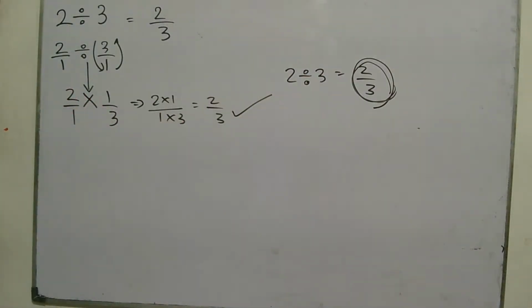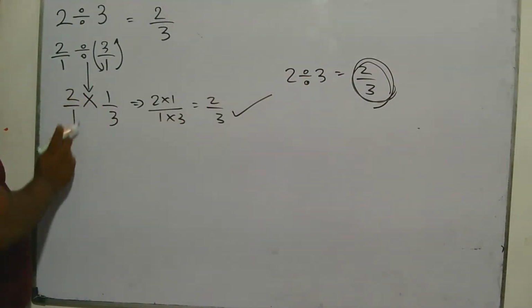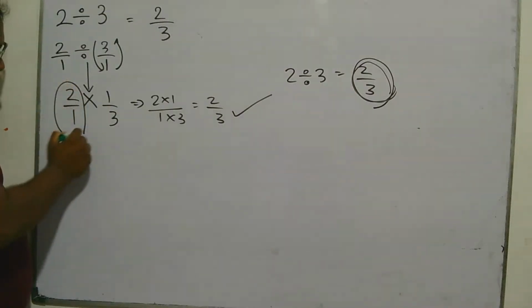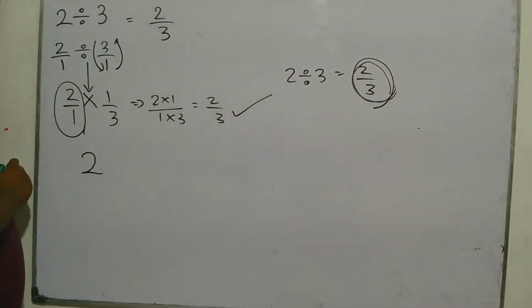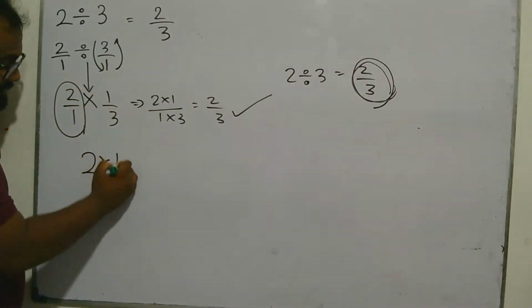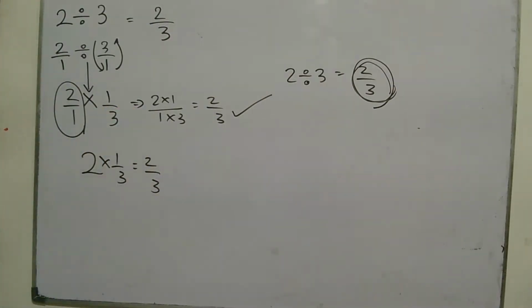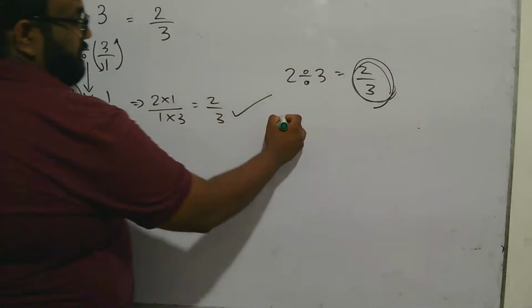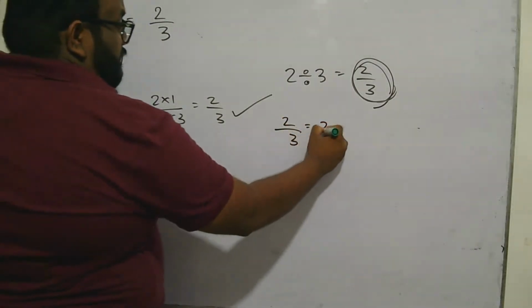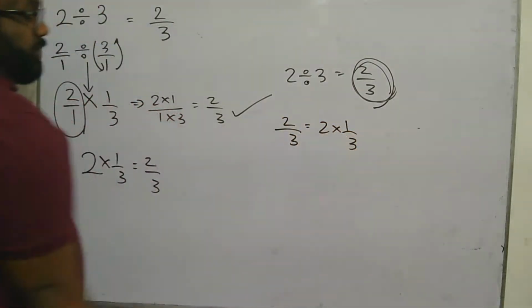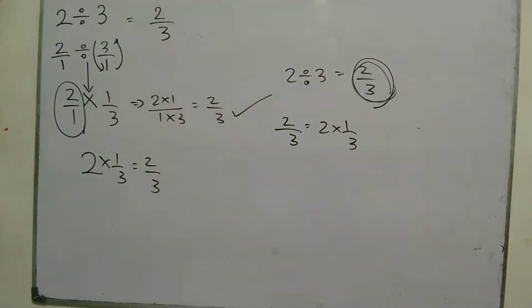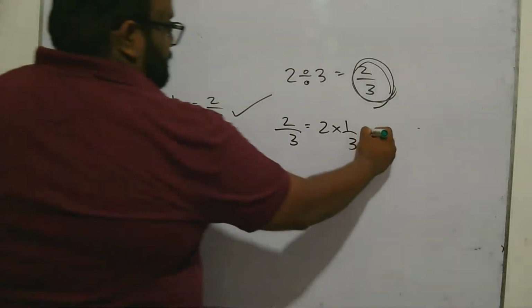This is how we do it. 2 upon 1 is my whole number 2, into 1 over 3 is 2 upon 3. There. If I have 2 upon 3, will I be able to write it as 2 times 1/3? Of course, yes, I can.